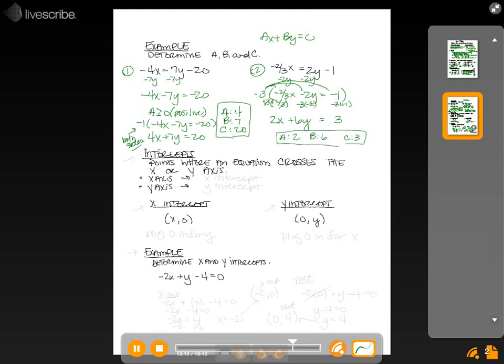Now, I will say both of our examples here came out with all 3 of them being positive. It is okay for B and C to be negative, just not A.